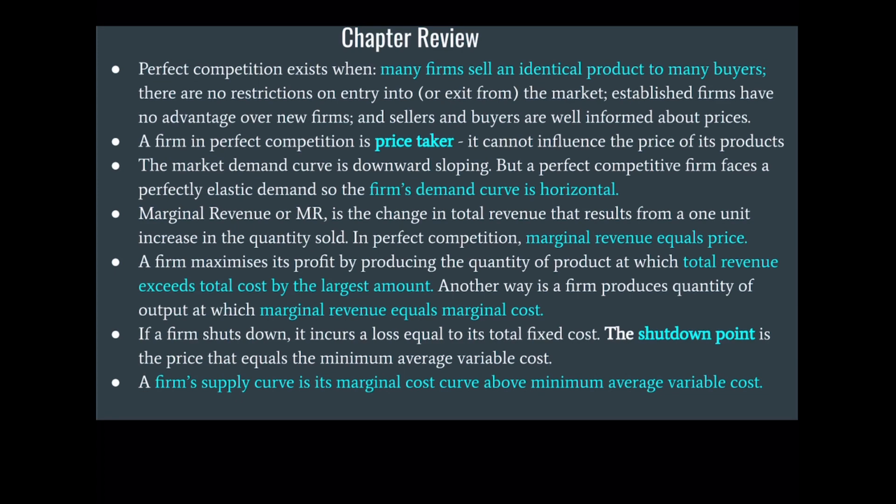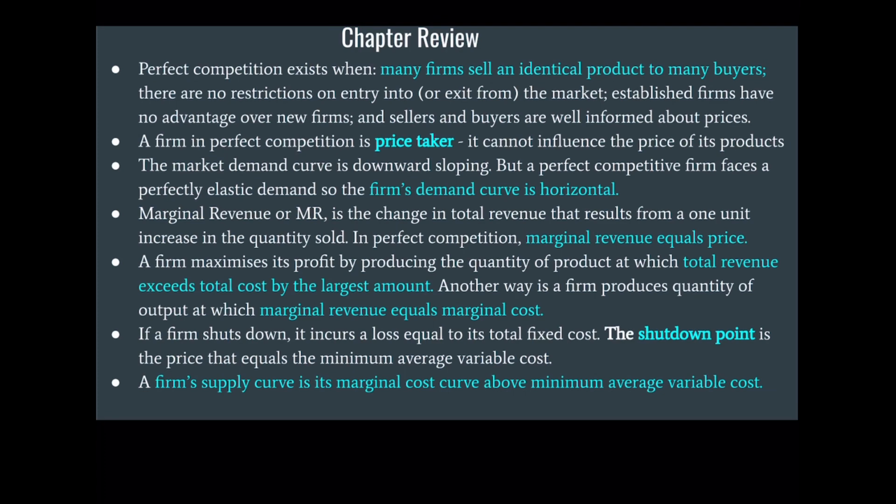The market demand curve is downward sloping, but the perfectly competitive firm faces a perfectly elastic demand, so the firm's demand curve is horizontal. Marginal revenue, or MR, is the change in total revenue that results from a 1 unit increase in the quantity sold. In perfect competition, marginal revenue equals price.